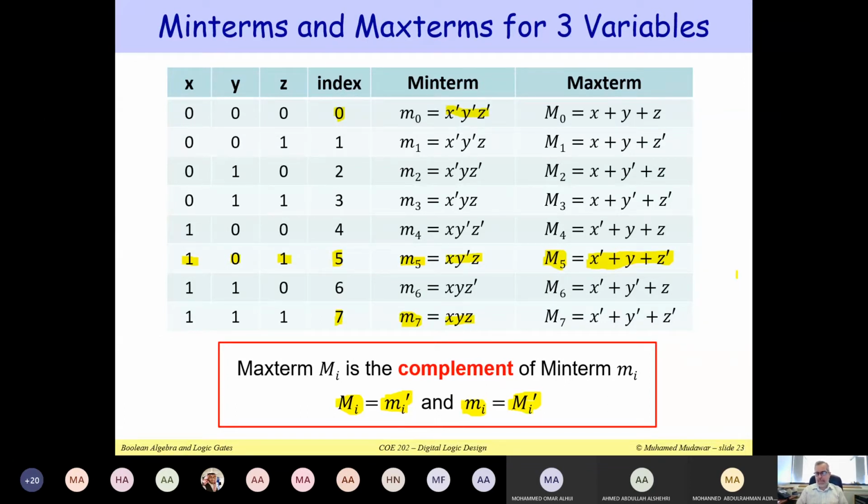So the minterm is an AND term. It is x and y prime and z, whereas the max term is an OR term. So we write it like, for example, max term 5 is x prime or y or z prime. So it's an OR term.